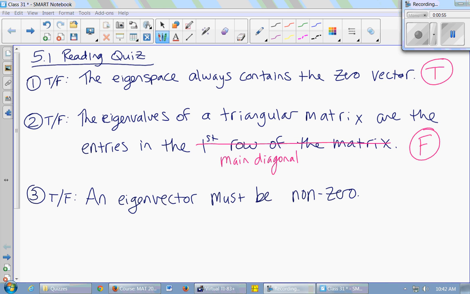All right, true or false, an eigenvector must be non-zero. True. And then the eigenspace is made up of the eigenvectors plus the zero vector.